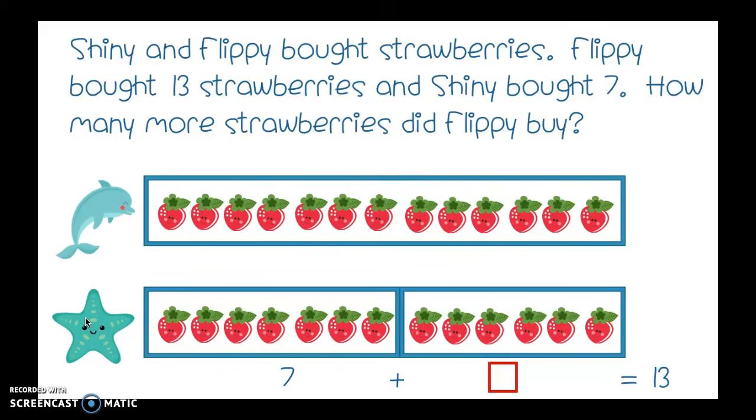Friends, how many more strawberries did Flippy buy? You're right, 6. Good job. All right, go ahead and erase your board. We're going to try it again.